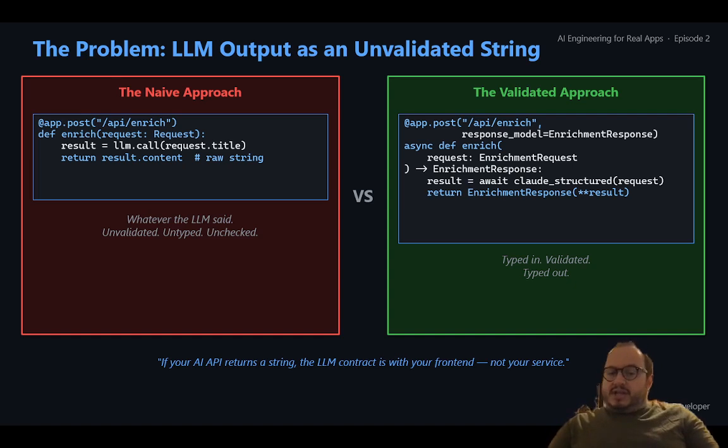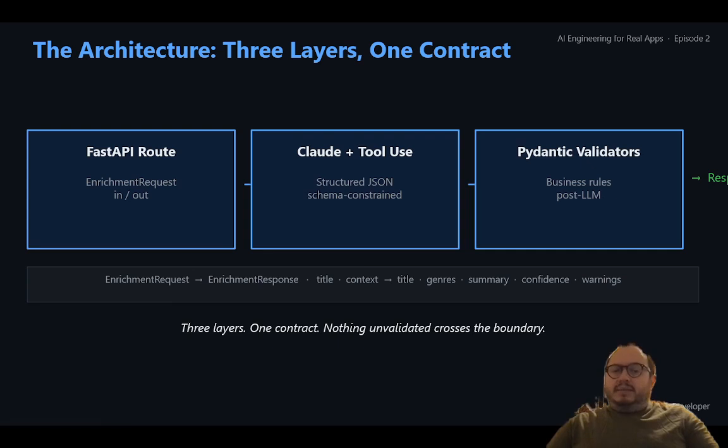Your frontend crashes trying to parse JSON that isn't there. Your database write fails because a required field is null. Your user sees a 500 error. The right fix is to enforce the contract at the service boundary, not in the client, not in the frontend, not in a try-catch buried three levels down. At the service boundary, before the response leaves your API. FastAPI with a Pydantic response model is exactly that enforcement point. Let me show the full architecture before we go inside each layer.